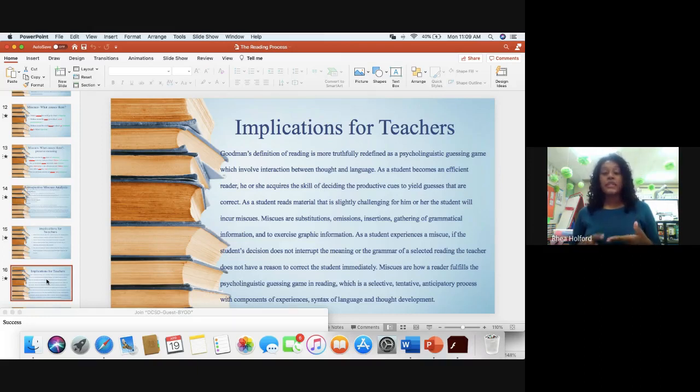As a student experiences a miscue, if the student's decision does not interrupt the meaning or the grammar of a selected reading, the teacher does not have a reason to correct the student immediately. Remember, we should help the student; do not interrupt the student while they're reading. Even if they don't know the word, let them read. Miscues are how the reader fulfills the psycholinguistic guessing game in reading, which is a selective, tentative, anticipatory process with components of experiences, syntax of language, and thought and development.